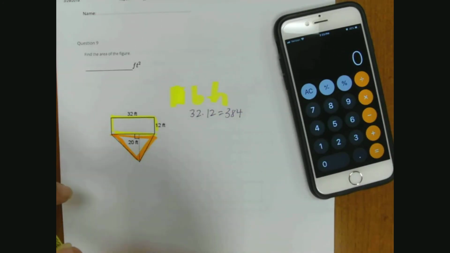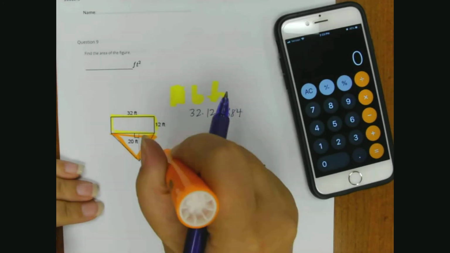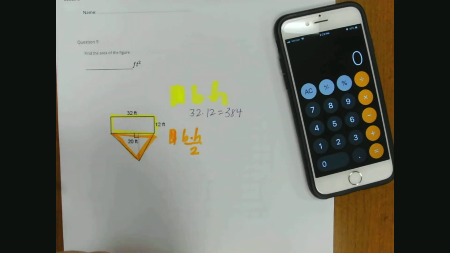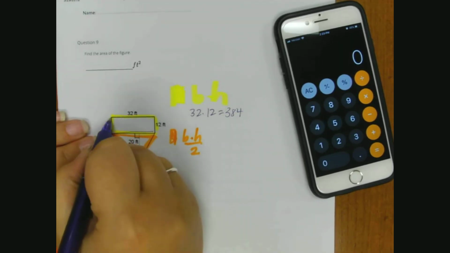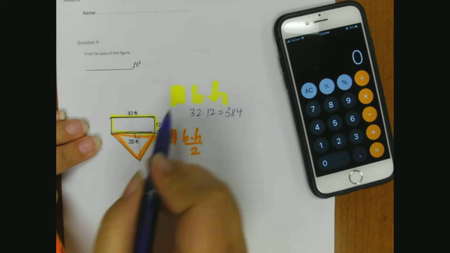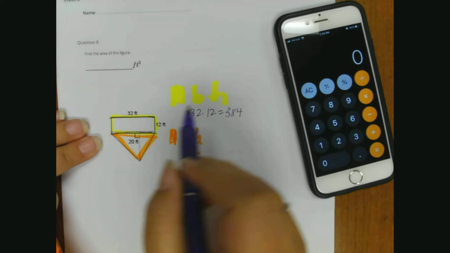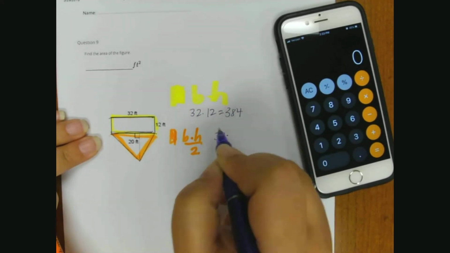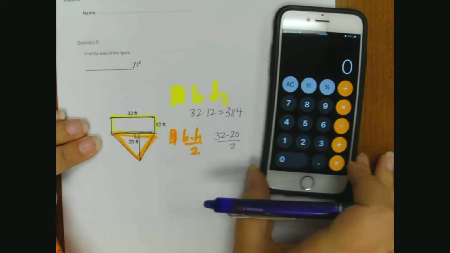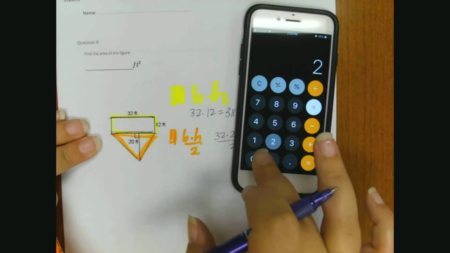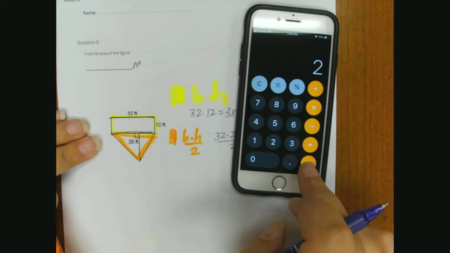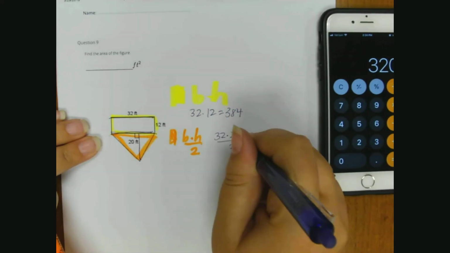Okay, then for my triangle, that's going to be base times height divided by 2. So my base is 32. If this line is parallel to this line, they have got to be exactly the same length. So even though 32 isn't written there, it's got to be that. 32 times 20, that's my height, and then divide by 2. So 32 times 20 is 640, and then divide that by 2, and I get 320.